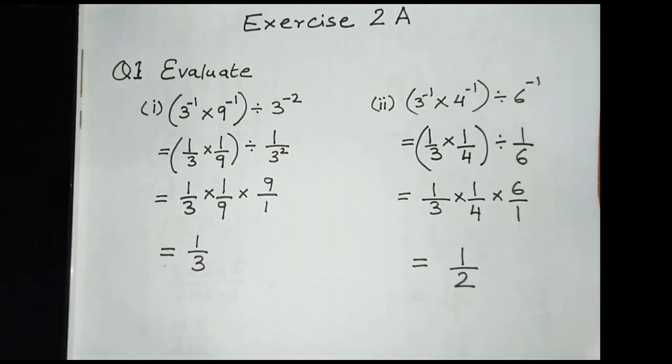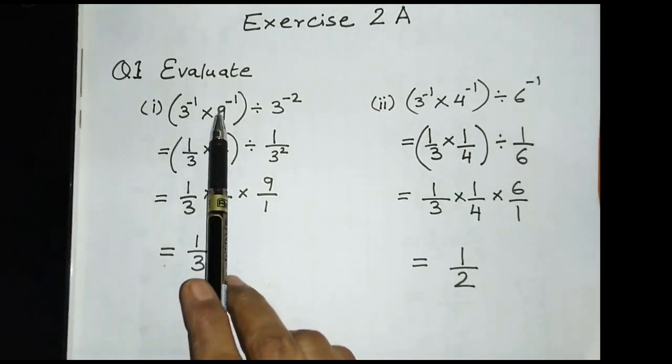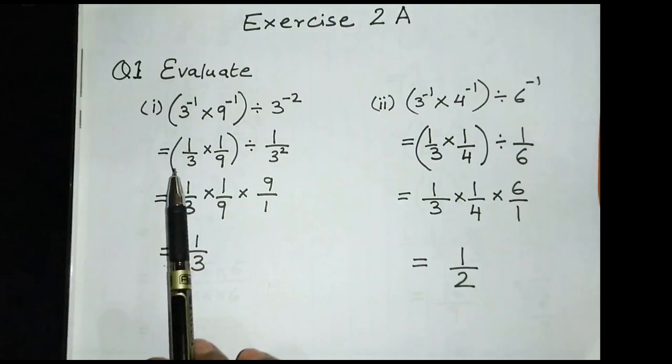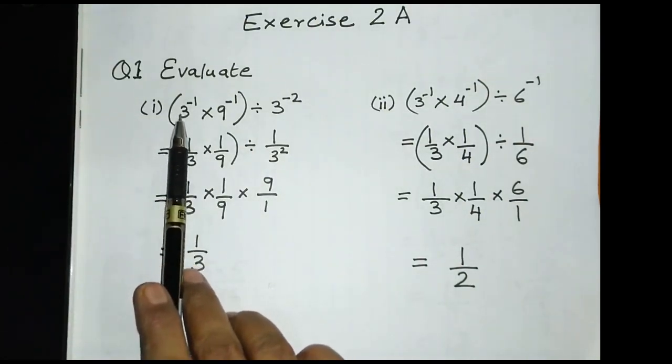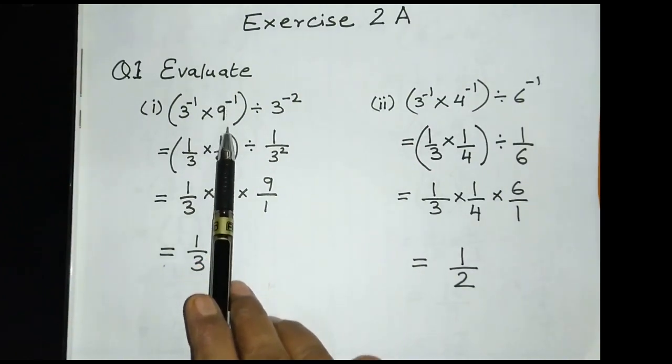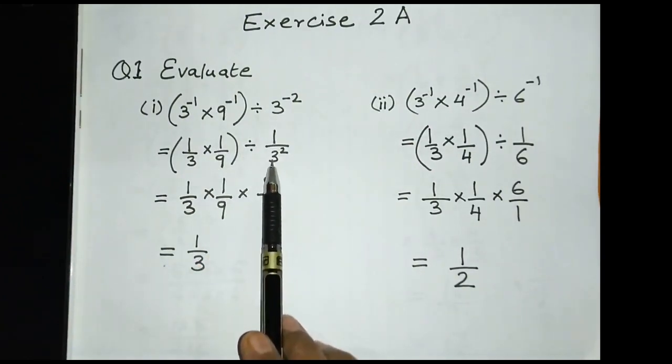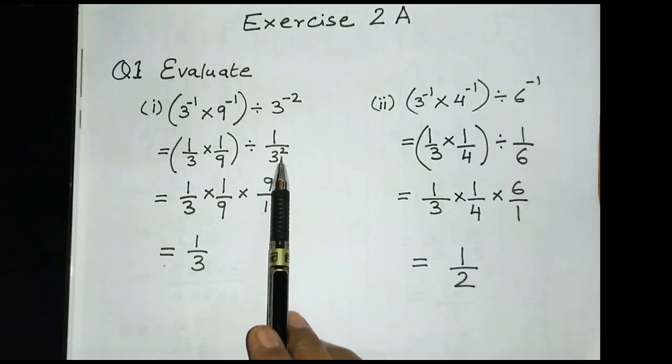Exercise 2a, question 1, evaluate. In this sum, we have 3 negative powers, which we will first convert into positive powers by writing their reciprocals. Reciprocal, 1 by 9. This also we have changed to 1 by 3 square.